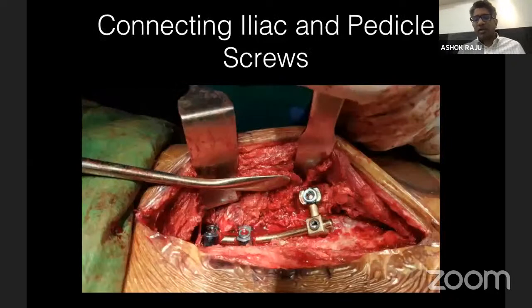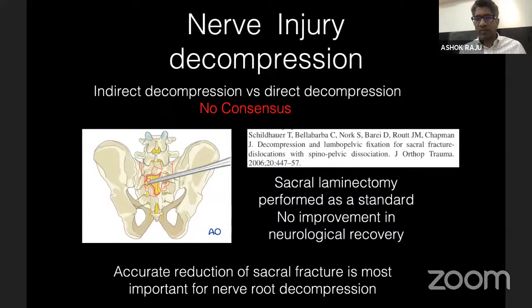Now then, once you have reduced, you have fixed your sacrum with an SI screw, and you connect your pedicles with the iliac screw with a connecting rod in neutral mode. Now coming to nerve decompression, wherever there is a nerve injury, you can do decompression either indirectly through fracture reduction or directly by doing a sacral laminotomy.